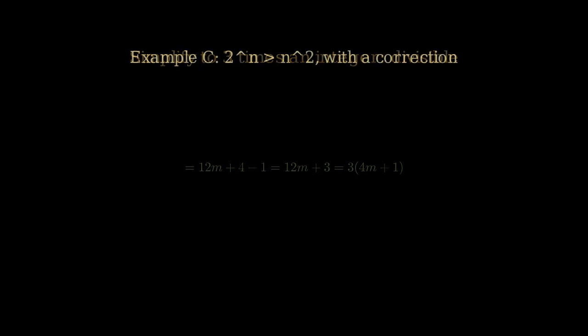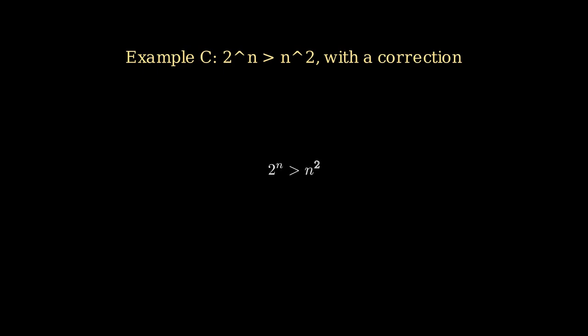Worked example C. Prove that 2^n is greater than n². This one comes with an important correction. Some sources claim this holds for all n greater than or equal to 4, but check that directly. At n equals 4, 2^4 is 16, and 4² is also 16, an exact equality, not a strict inequality. So the claim as stated, starting at n equals 4, is false.